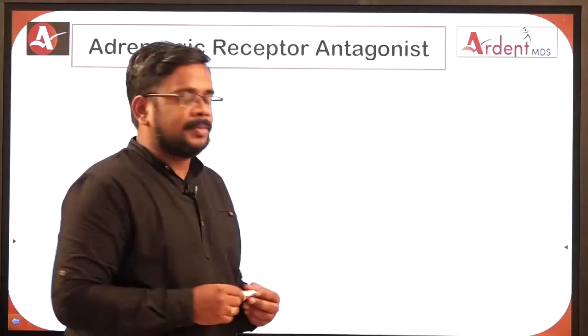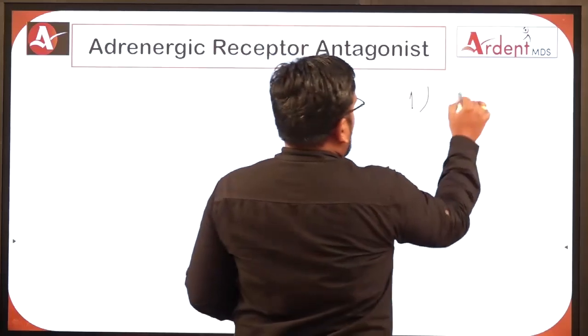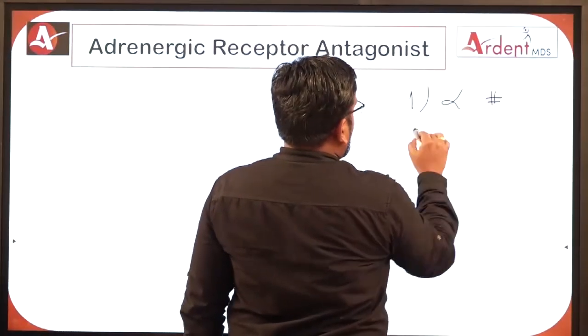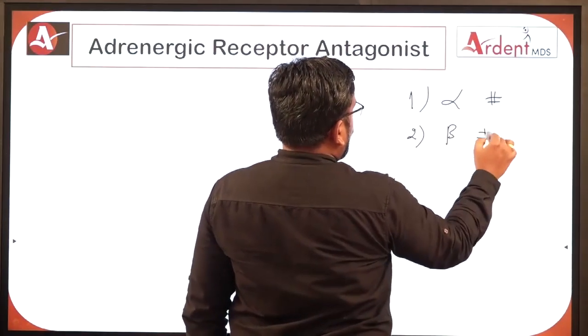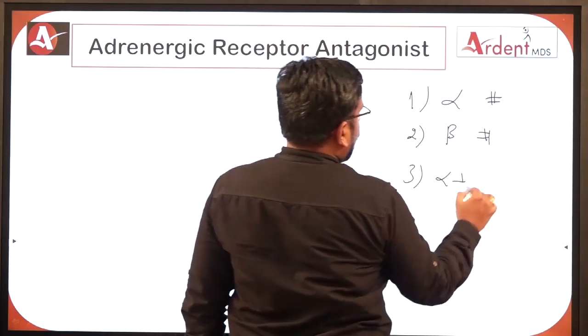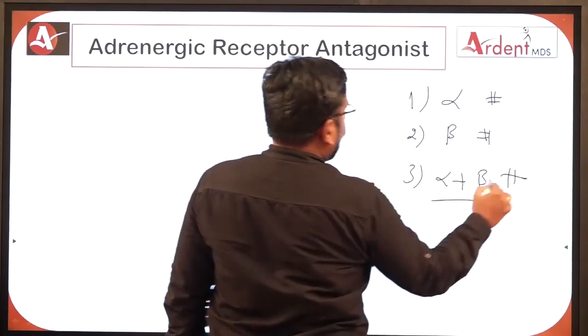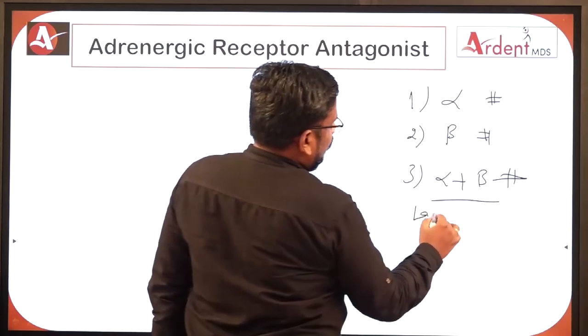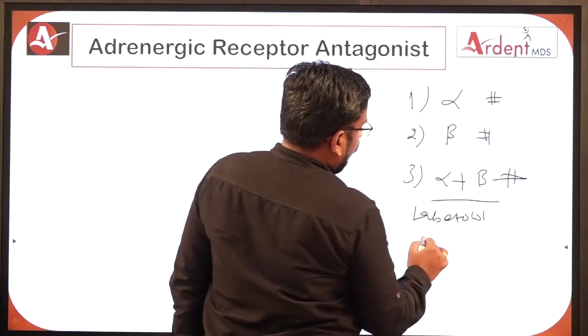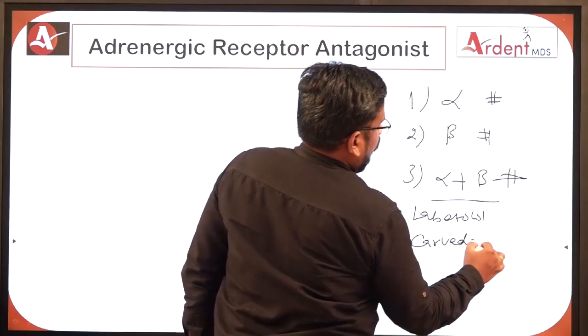The third category is adrenergic receptor antagonists: number 1 alpha blocker, number 2 beta blocker, and number 3 alpha plus beta blocker. Examples of alpha and beta blockers are labetalol and carvedilol.